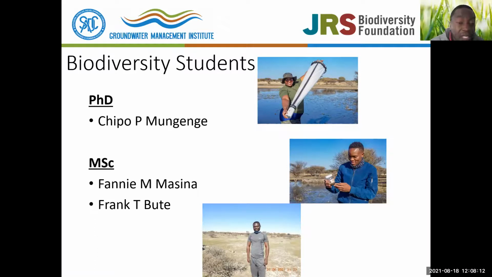Then we have two MSc students, Fanny and Frank. Fanny is looking at the invertebrate diversity that exists within these ponds, and Frank is looking at the microbial diversity, and also trying to use DNA to quantify the diversity that exists within these GDEs. And Adam is assisting Frank with that, and then Chad, the postdoctoral fellow, will look at the amphibian biodiversity that exists within the ponds.